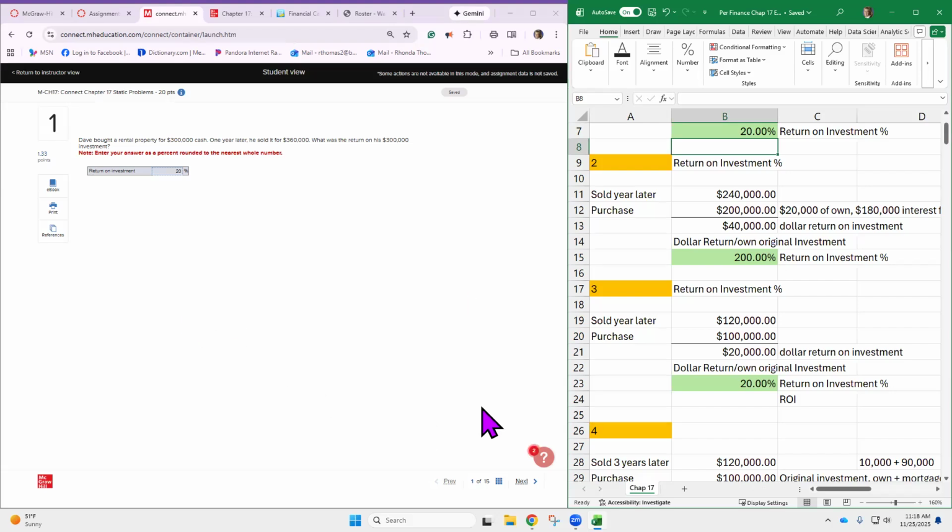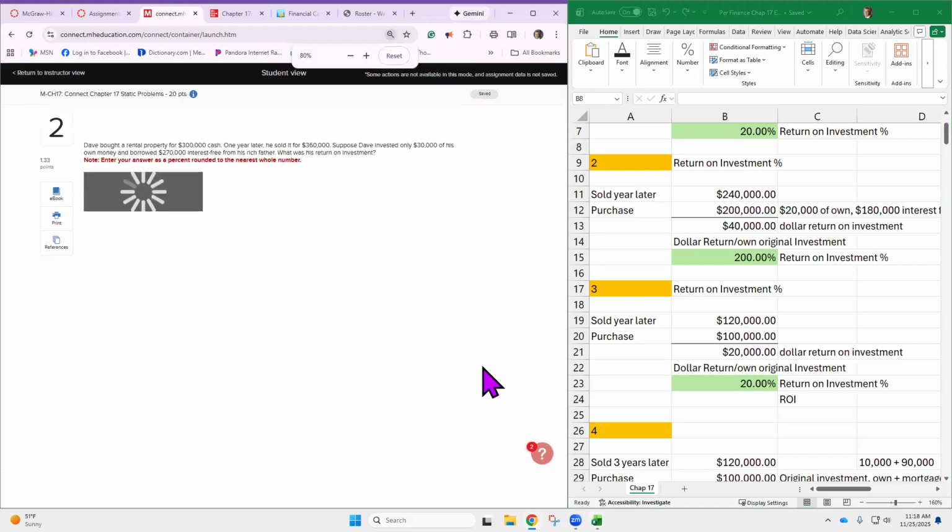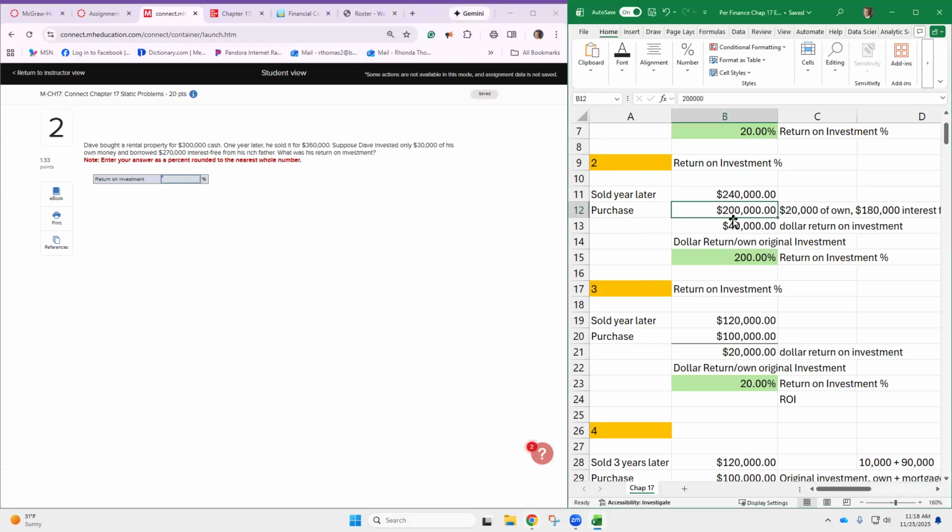All right, let's go to the next one. Next kind of deal, right? So now this one is a little weird. I don't know if I like it, but all right, same kind of deal. We purchased property for $300,000, and sold it for $360,000. So that has not changed. But Dave invested only $30,000 of his own money and borrowed $270,000 interest-free from his rich father.